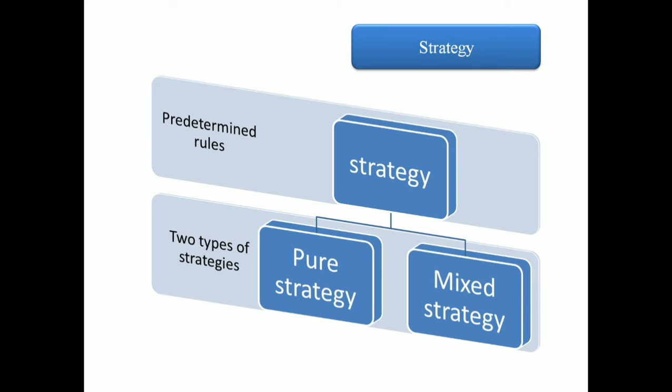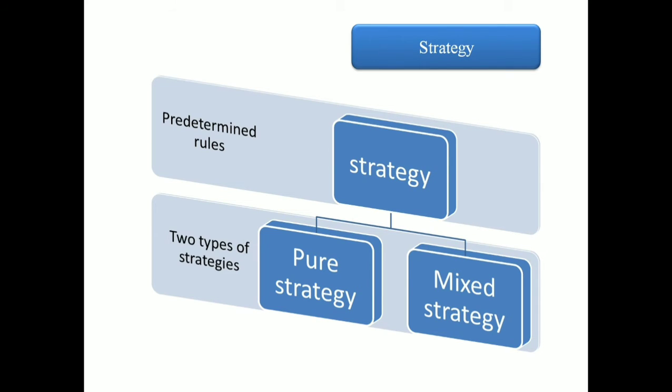For whatever the game, if you are playing the card game, there will be some rule for playing the card game. If you are playing the caroms, there will be a rule for playing the caroms. If you are playing the chess, there will be a predetermined rule how that particular piece has to move. So that is called the predetermined rules. So that is called strategy.